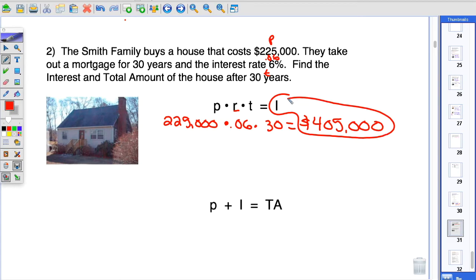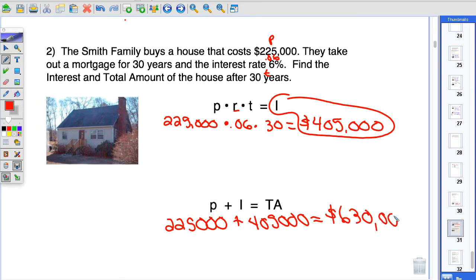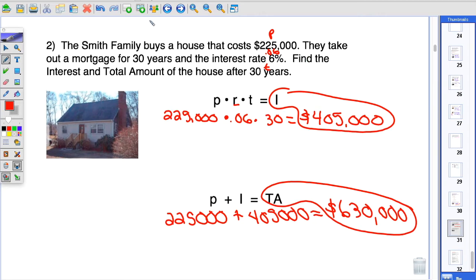So if you don't have the $225,000 when you're buying a house, you take out a loan and you're paying it back each month over the next 30 years. The interest is $405,000. How much did you really pay for this house? So if we take our principal plus your interest, we actually paid after 30 years $630,000. All right, so your $225,000 house, you really ended up paying $630,000 with the interest included.